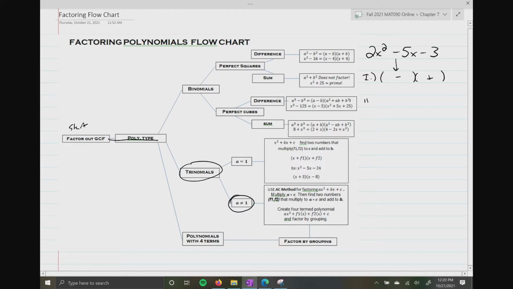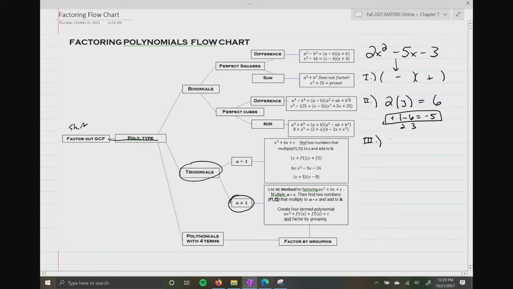Step 2, we're going to take a times c. So it's going to be 2 times 3, which is 6. And then we write out the factors of 6. I can write them a little smaller, I guess. 1 and 6, 2 and 3. And our goal is to pick the pair that combines to give you -5. And that's pretty simple. +1 minus 6 equals -5. So it's going to be that first pair. Okay. Step 3.